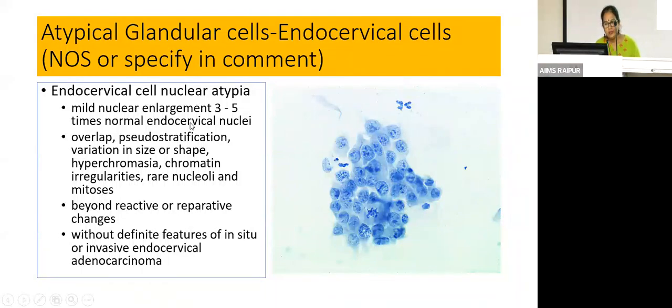There is mild nuclear enlargement, 3 to 5 times the size of a normal intermediate cell nucleus. What are the other abnormalities? There will be overlapping of the nuclei, pseudostratification, variation in size or shape, hyperchromasia, chromatin irregularities, rare nucleoli, and mitoses. But this atypia is beyond that for reactive or reparative changes. There, the nuclear size has to be less than 3 times the size of an intermediate cell nucleus.